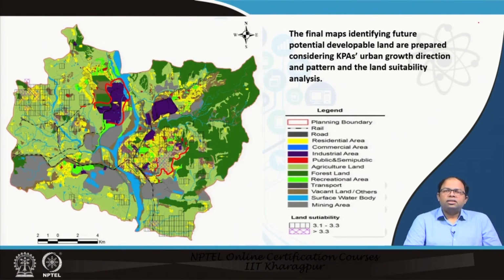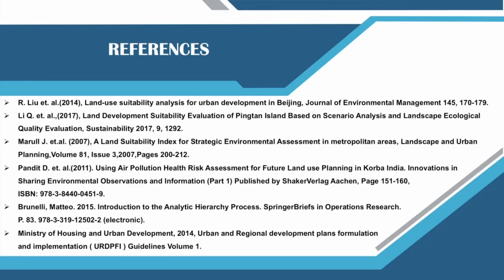and land suitability analysis both. So that means we didn't only look into land suitability analysis, but in this map we have also considered the existing urban growth direction and pattern, which we have studied in the last lecture, and combining both we have prepared the final proposed land use map. So these are some of the references you can study, and some of them are papers, some of them are existing works that have been done, and also we have included the URDPFI guidelines.